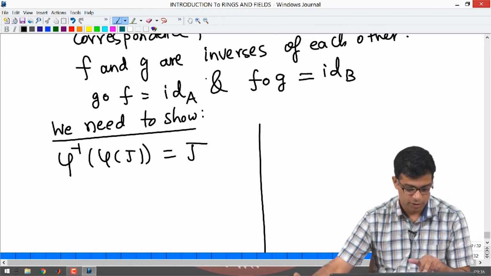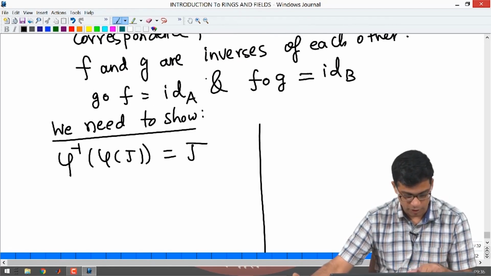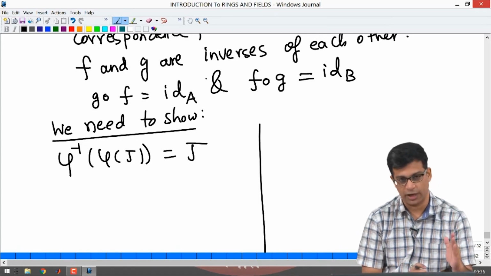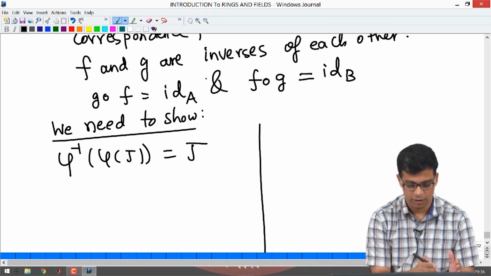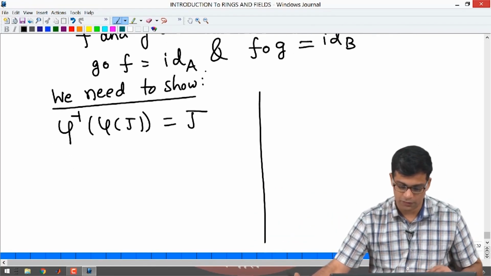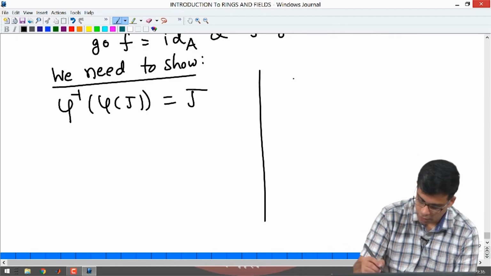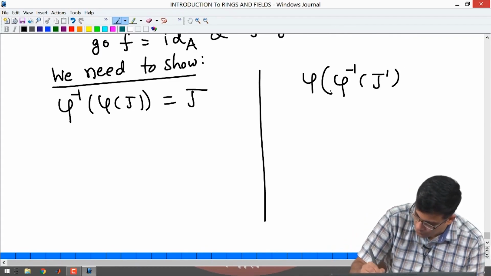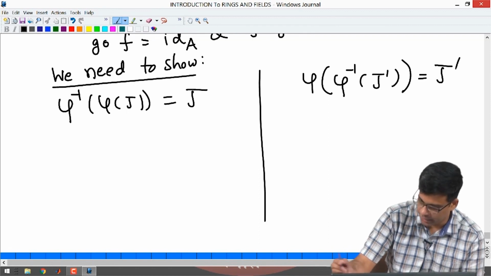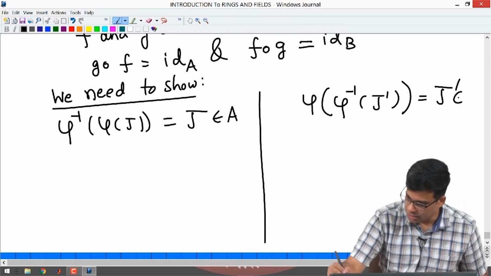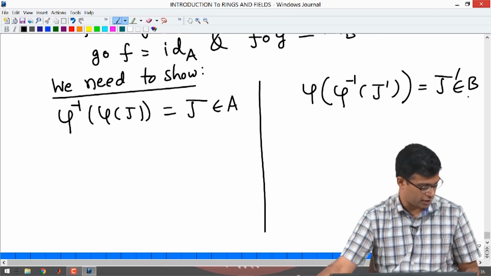So, first take f and then take g. This is the first one. You start with an ideal in R that contains kernel phi, take its image, then take the inverse image, you get J. And the second is f circle g is identity on B. You first take phi inverse J prime, then take phi, you need to get J prime. So, this J is in A, J prime is in B. So, let us check these things now.